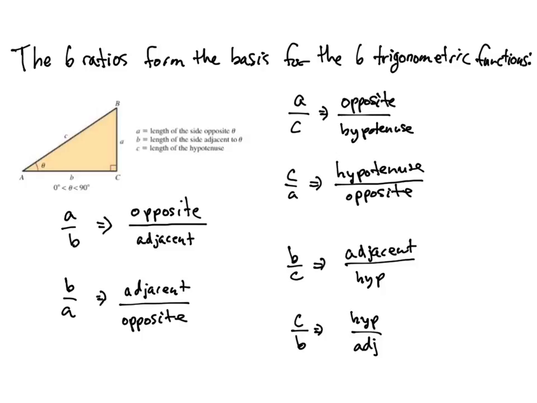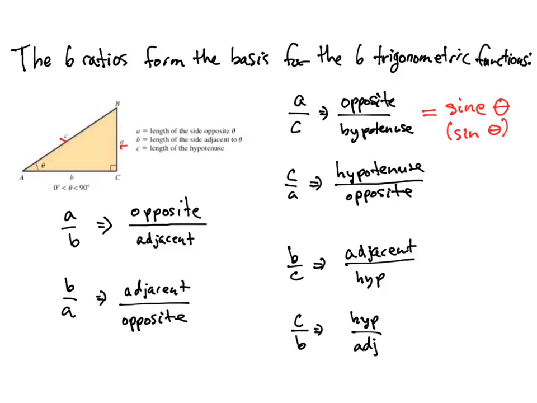So we'll start over here with A over C. If we're looking at angle theta, A over C is the opposite over the hypotenuse. And the definition for the opposite over the hypotenuse is sine of theta. Let me write that out. Sine of theta. Often, though, we'll abbreviate this as sin. Don't pronounce that as sin, it's sine.